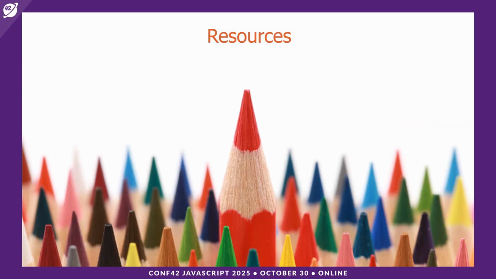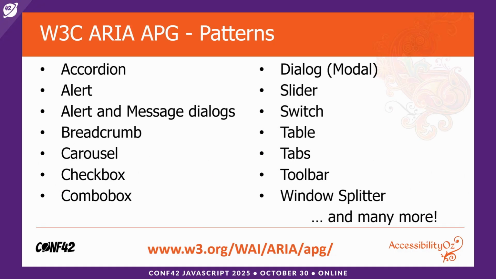Now, I know that was a lot of information, but there are lots of places where you can find additional information. Have a look at the W3C ARIA Authoring Practice Guide, the Patterns section. It has information on how to create accessible accordions, alerts, alert and message dialogues, breadcrumbs, carousels, checkboxes, combo boxes, dialogue modals, slider, switch, tables, tabs, toolbars, window splitters, and many more.